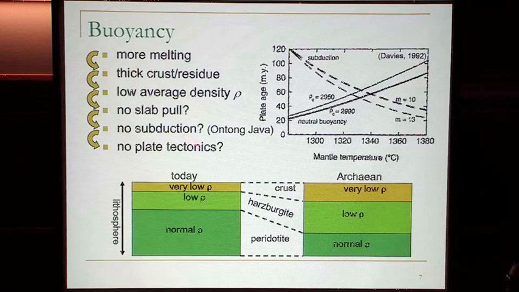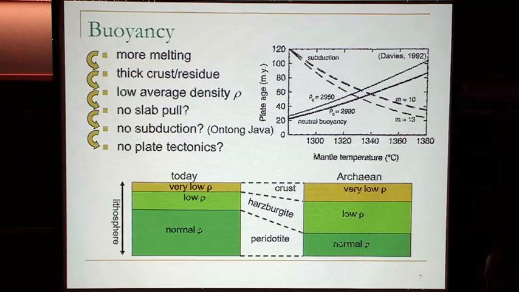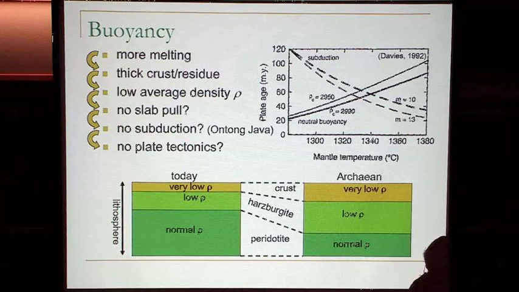This is a calculation by Jeff Davies in the early 90s, suggesting that this could easily lead to a situation where an oceanic plate arriving at a subduction zone is still not negatively buoyant and therefore would never sink. In other words, there wouldn't be any slab pull available to drive subduction. And without subduction, there wouldn't be any plate tectonics. Perhaps a present-day example of this is Java, which does have a thicker than normal crust, and doesn't seem to subduct. Now, this is not the whole story.